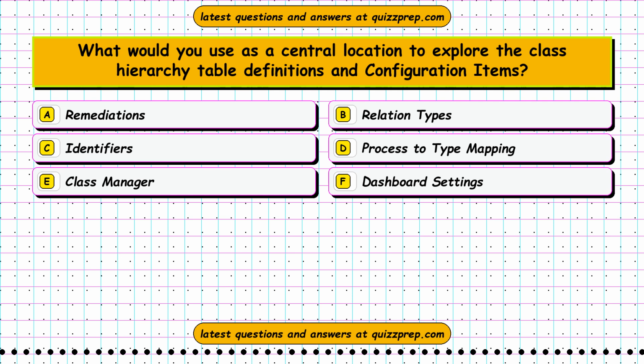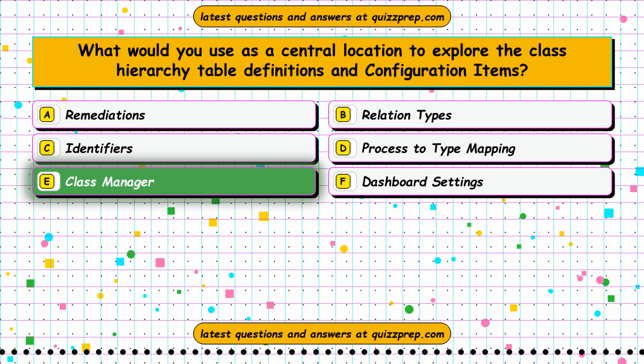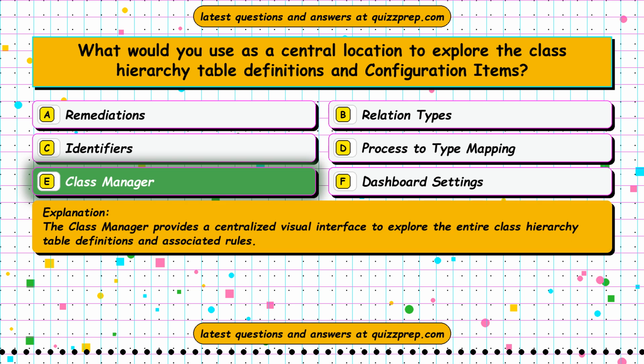Question 17. What would you use as a central location to explore the class hierarchy table definitions and configuration items? Option A. Remediations. Option B. Relation types. Option C. Identifiers. Option D. Process to type mapping. Option E. Class manager. Option F. Dashboard settings. The correct answer is option E. Class manager. The class manager provides a centralized visual interface to explore the entire class hierarchy table definitions and associated rules.